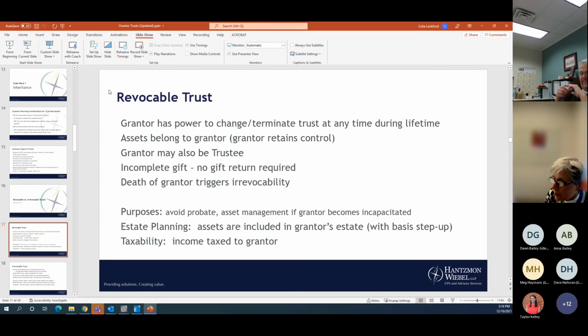The purpose of a revocable trust primarily is really to avoid probate, especially when probate is expensive and time consuming. The income from a revocable trust is taxed to the grantor, the person. We're going to talk about that in a few minutes more because it's a specific type of grantor trust.